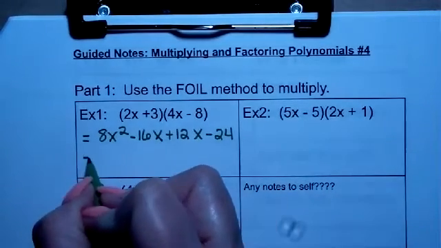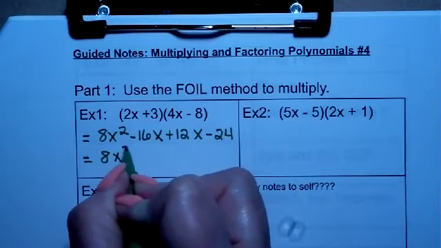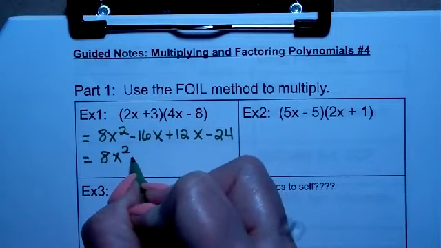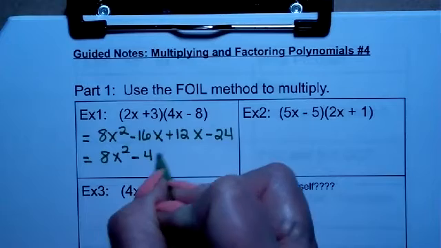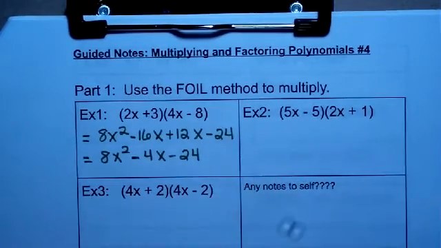And of course, we know the last step is to combine our like terms. So we have 8x squared. Now negative 16 plus 12 is negative 4, so minus 4x minus 24. Okay.